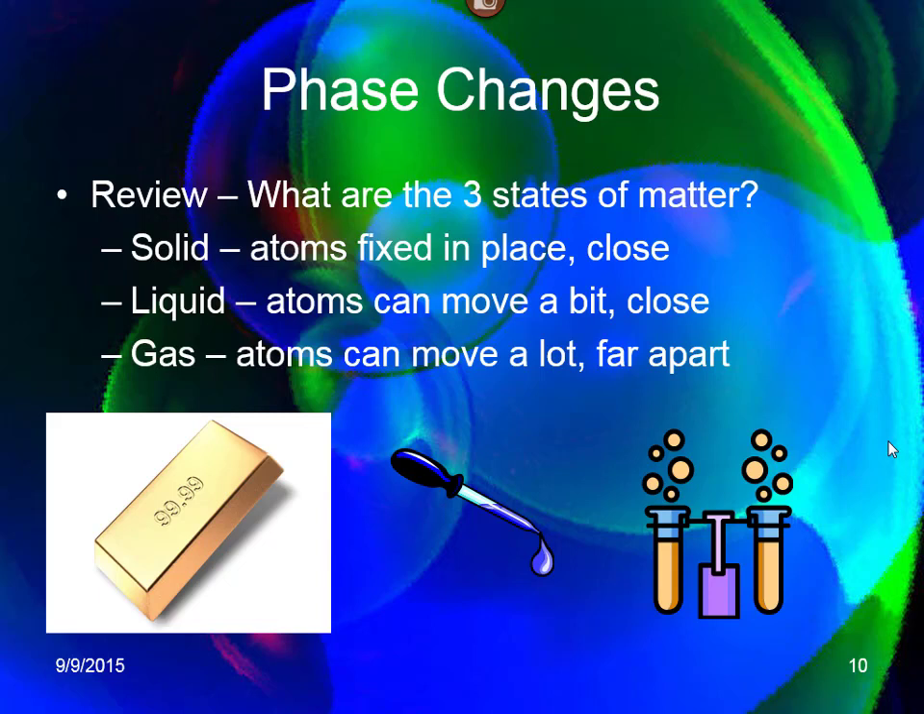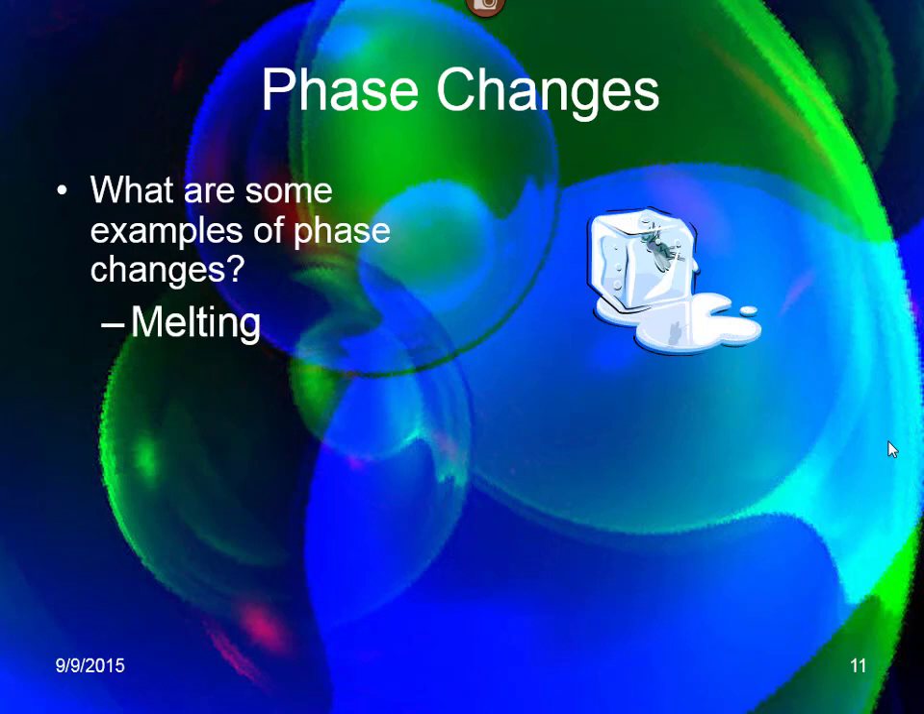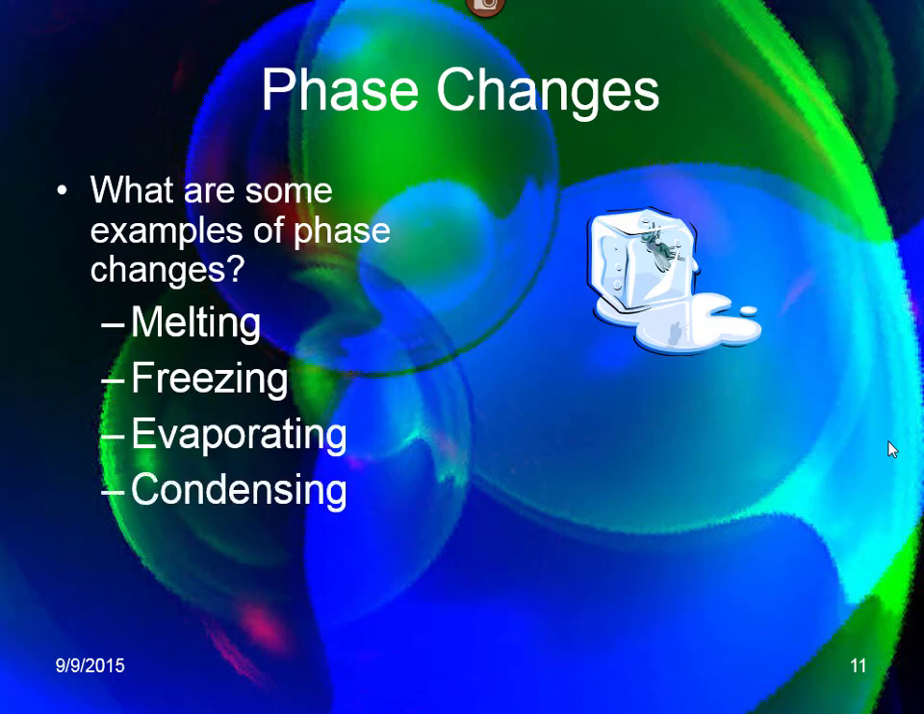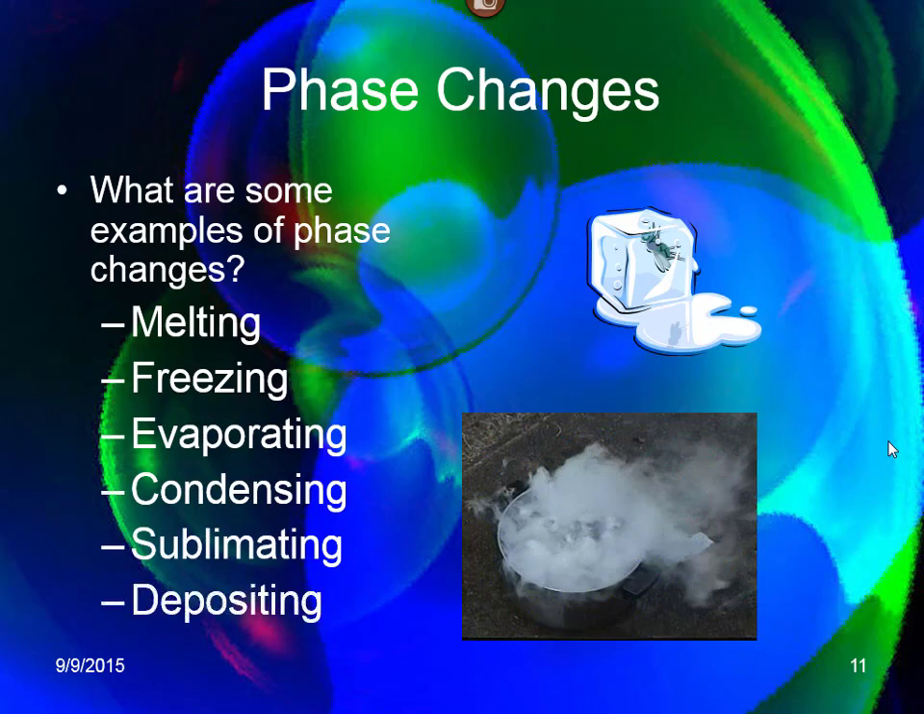We need to understand how the atoms are arranged in each of these three states if we're going to be able to put our 6 phase changes into either an exo category or an endo category. It's going to be important to think about what the atoms are doing or how they are being rearranged, if you will, during a phase change. So the examples of the phase changes, of course, we listed them already. Melting and freezing, evaporating and condensing, sublimating and depositing.